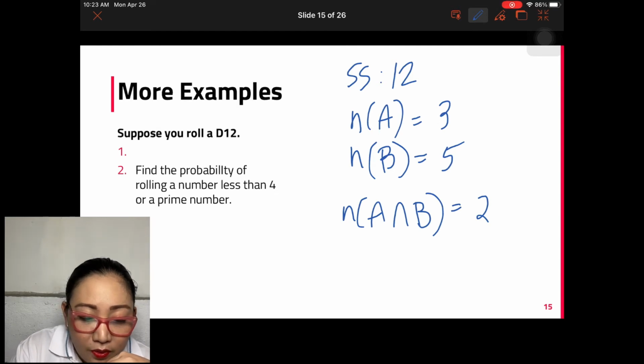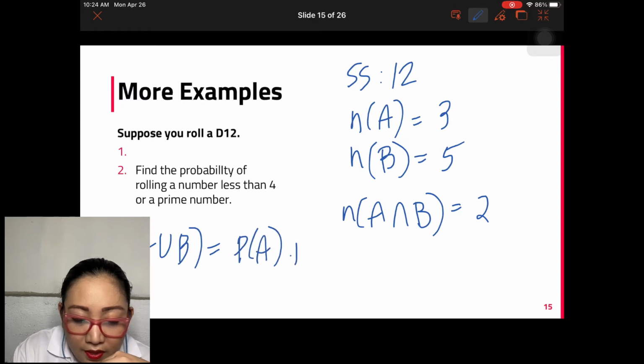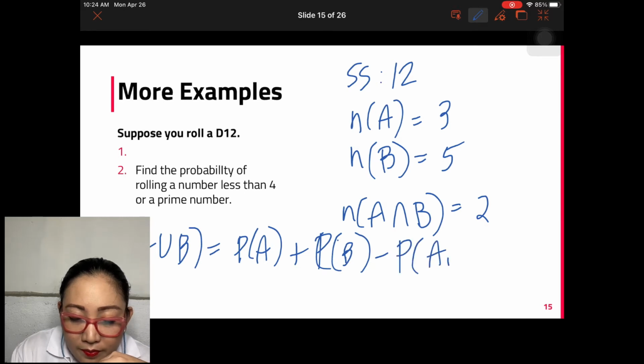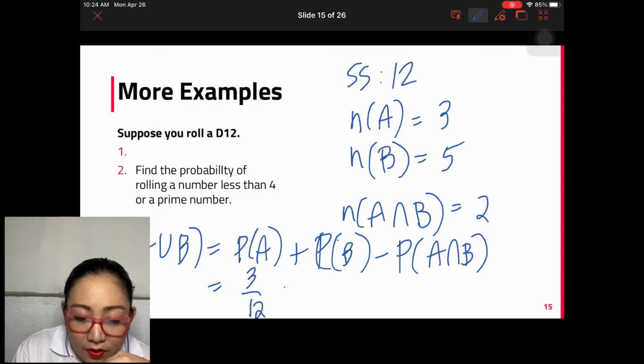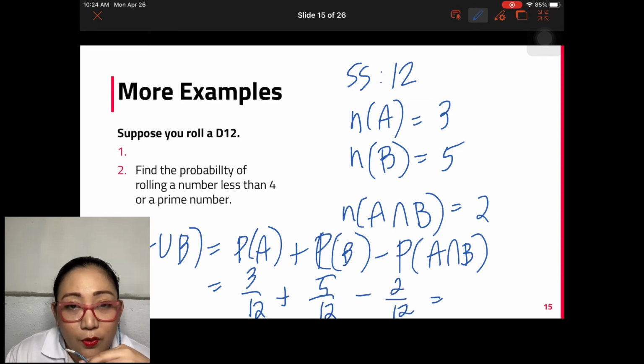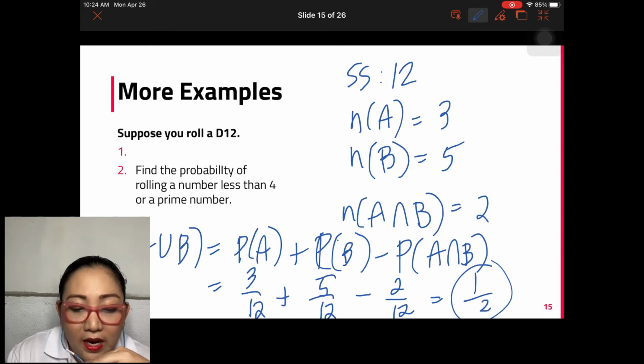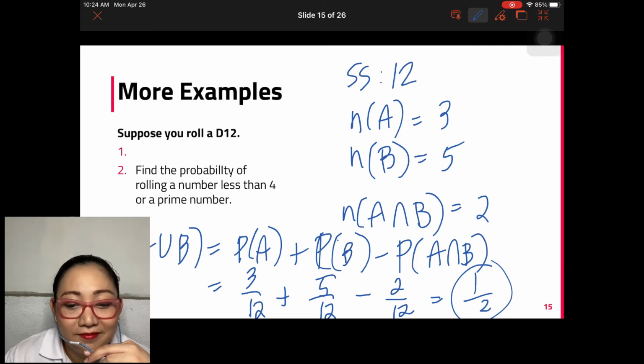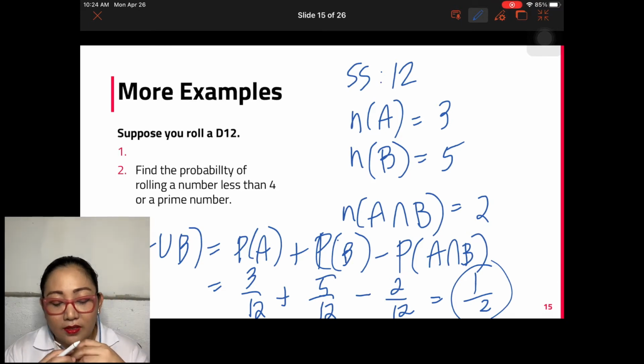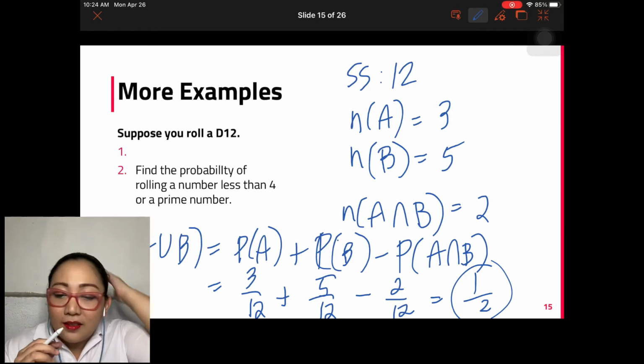Again, it's going to be the probability of A union B is the probability of A plus the probability of B minus the probability of A intersection B. So, this is going to be 3 over 12 plus 5 over 12 minus 2 over 12. And if we're going to solve this, we are going to get 6 over 12 or 1/2. Okay? So, yan po ang dapat nating makukuhang sagot. Alright.